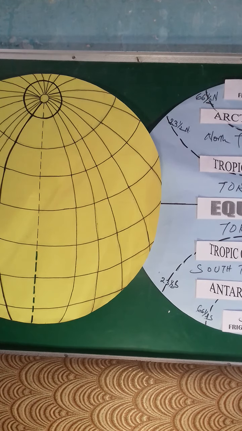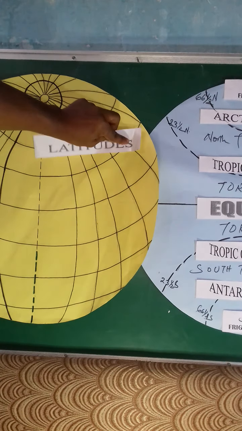We had already discussed the importance of each of the parallel circles of the world, and we have studied about the torrid zone, which is the hottest part of the earth. Then comes the temperate zone, where the temperature is moderate. Then comes the frigid zone, which is very cold. So we have just read about the parallels of latitudes.